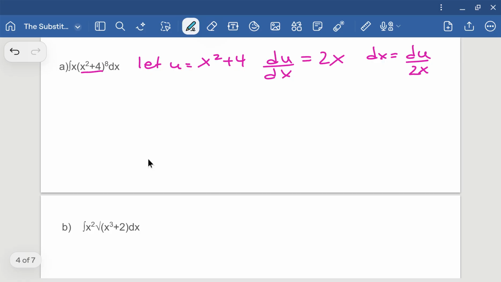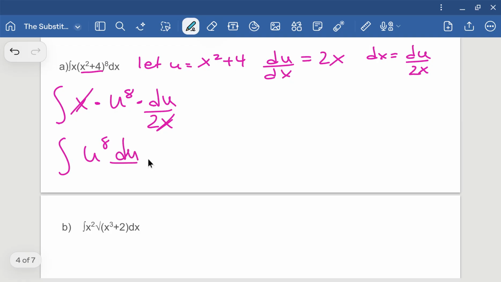So let's go ahead and do some replacing. We have x times u to the power of 8, so replacing that, and then times du divided by 2x. We'll see that x canceling, so let's simplify that. u to the power of 8 du, and this would be divided by 2. And then we can go ahead and take that antiderivative, and when we do that, we'll end up with that half still there, but you'll have now u to the power of 9 all divided by 9 plus c.